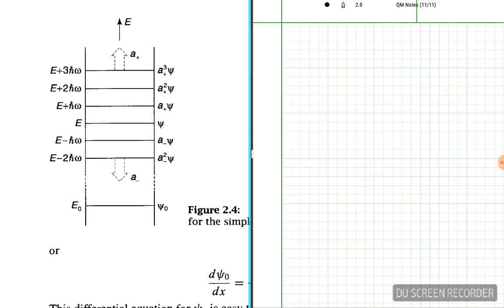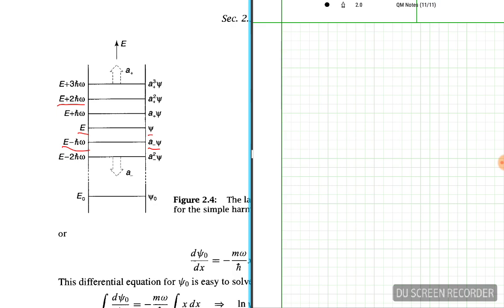If I apply a raising operator, I go from energy E to energy E plus h bar omega. If I apply the raising ladder operator twice, I get energy plus 2 h bar omega. Conversely, if I have some wave function with energy E and I apply my lowering ladder operator, I get that energy minus h bar omega.